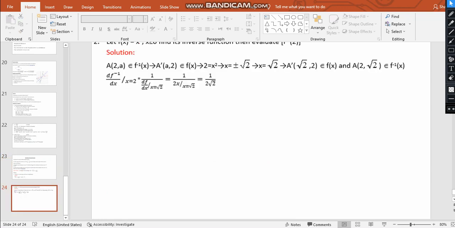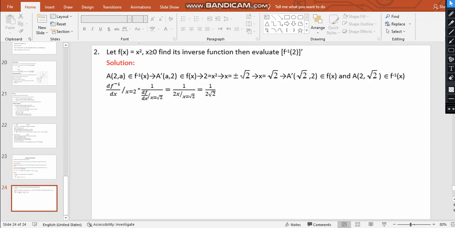Another example here. Let f of x equal x squared. I want f inverse prime of 2. Here we have at f inverse a point A prime whose abscissa is 2. I don't know its y. In f, this will be point A, whose y is 2. So in A, I have the function.